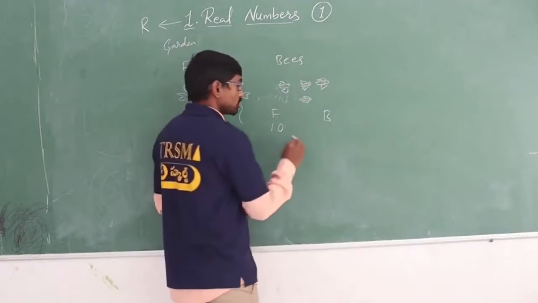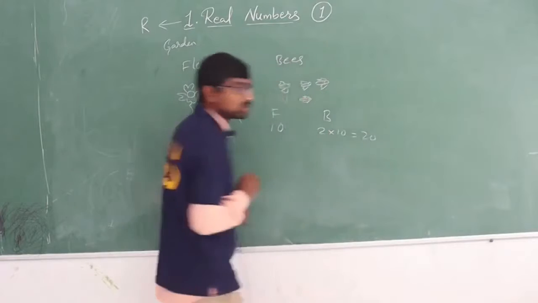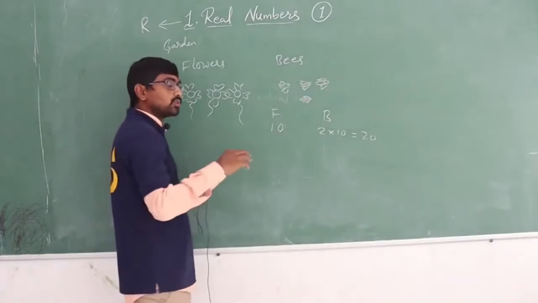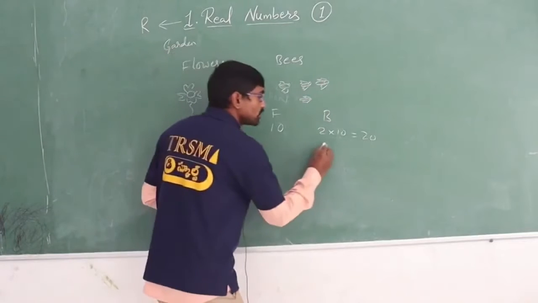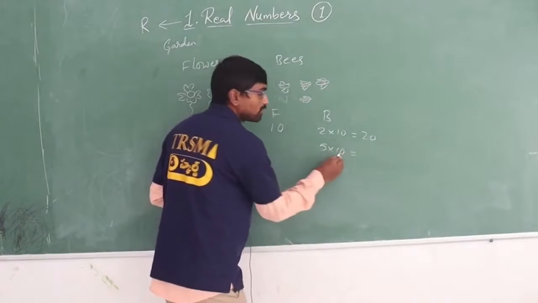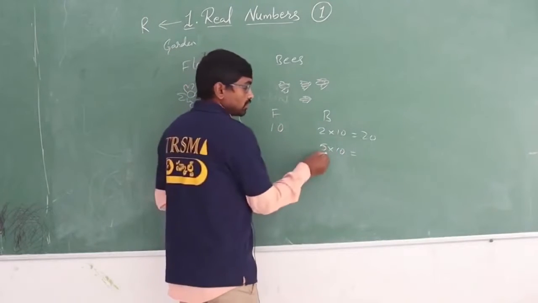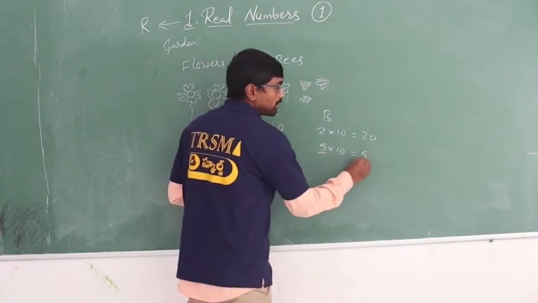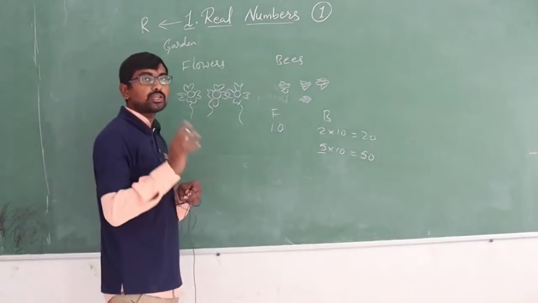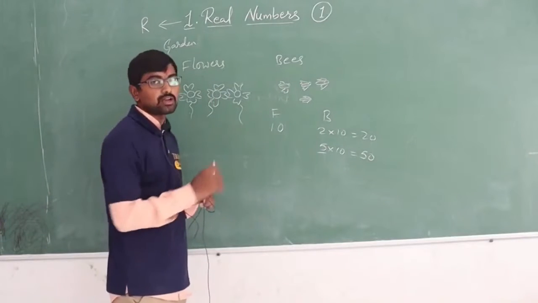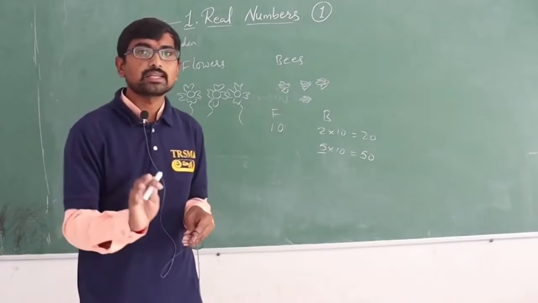2 bees on each flower, so I will multiply by 2. 2 into 10 becomes 20. So 20 bees. If there are 5 bees sitting on each flower, then what will you do? 5 into 10, the number of flowers times the bees sitting on one flower, becomes 50. So the total number of bees is 50. This is how, if I give you one value, you can find another value. If I give you nothing, you can't find the exact value.